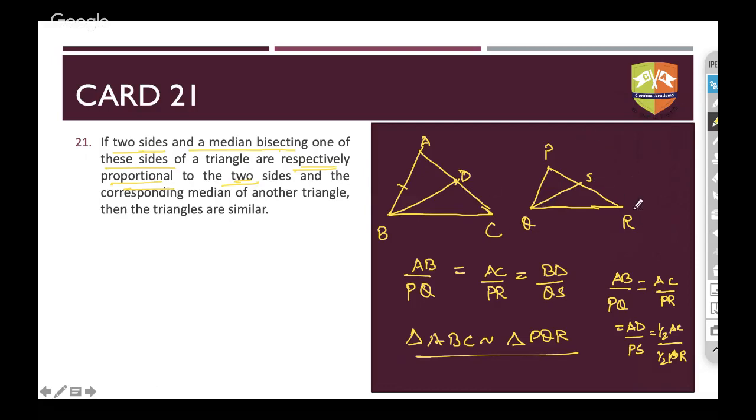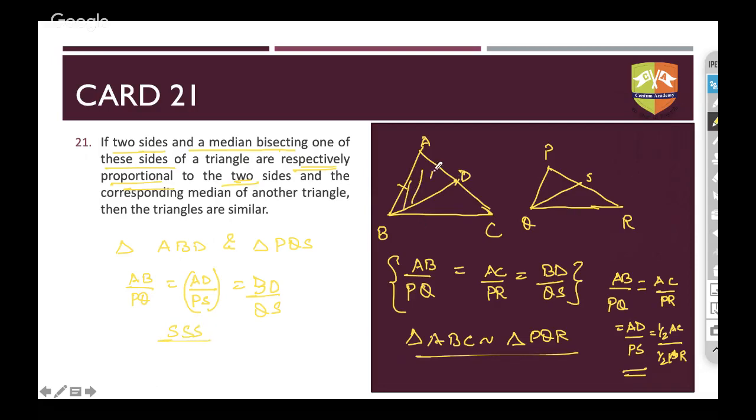Yeah, so in triangle ABD and triangle PQS, what's given? AB by PQ is already given equal to, or we just proved it, that it is equal to AD by PS, and by the given criteria it is also equal to BD upon QS. So AB by PQ is equal to BD by QS, and we just proved that is equal to AD by PS also. So by SSS, these two triangles are similar.